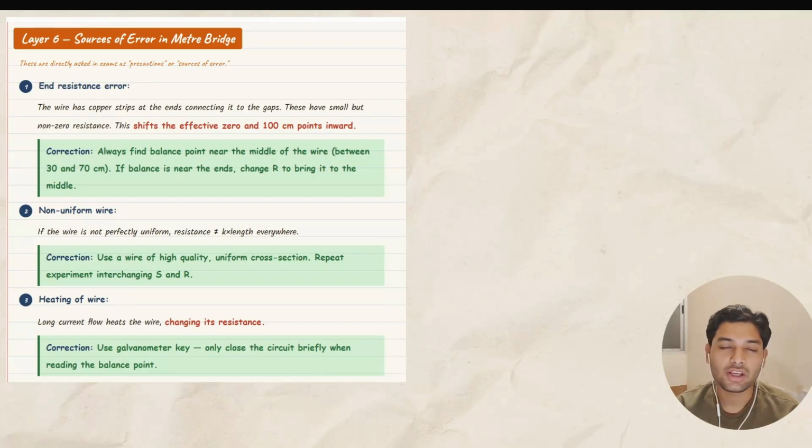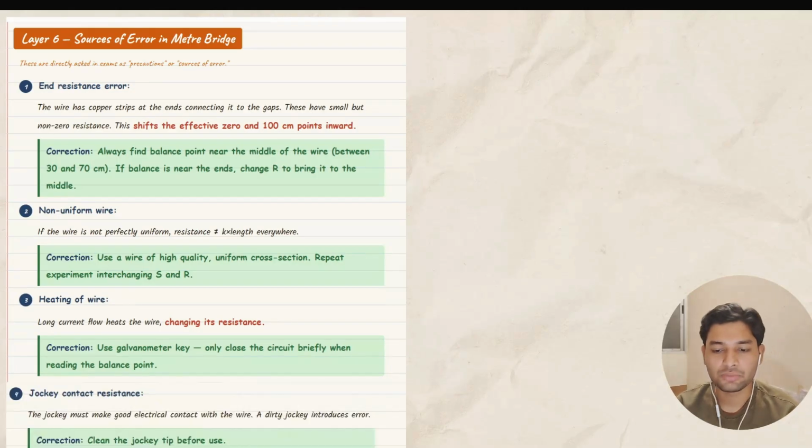Also, the jockey is very sensitive to high currents and potential. So make sure that you clean the jockey tip before use. The jockey must make good electrical contact with the wire. A dirty jockey introduces error, and it can also harm itself if you use it with high current or high potential.